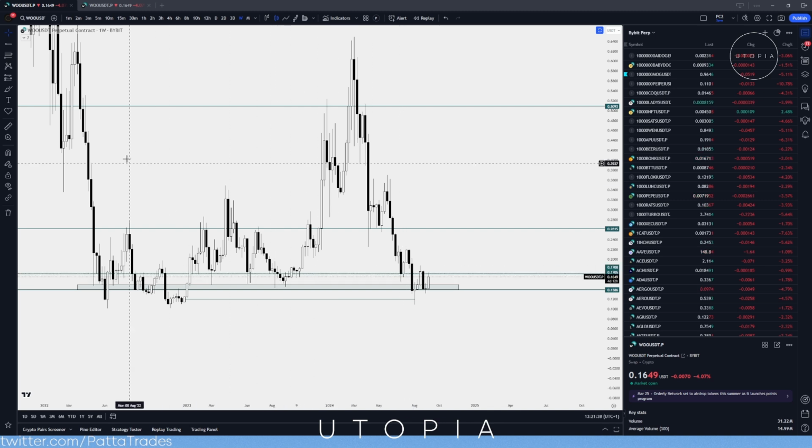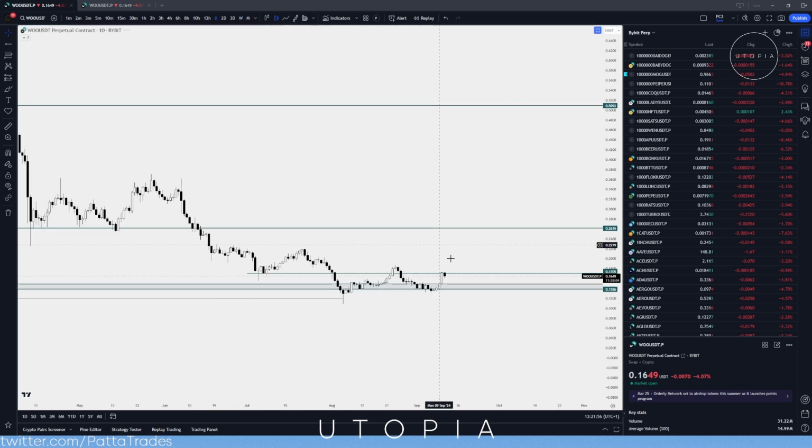This level even goes all the way back to here, right? Back towards this sort of range that we formed here during last summer. So I would say 0.17 is definitely a significant area for Woo to get back above. That's for sure.